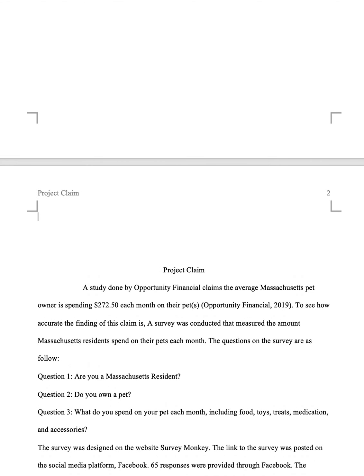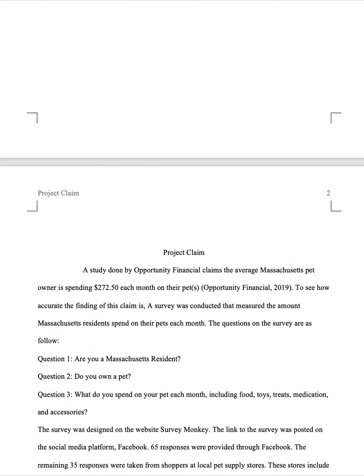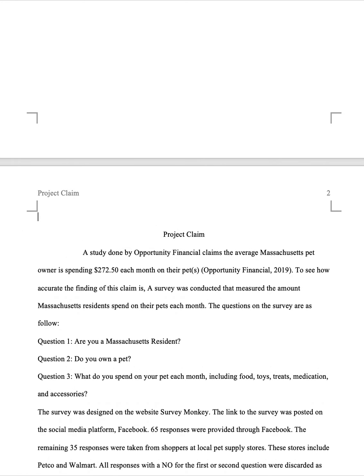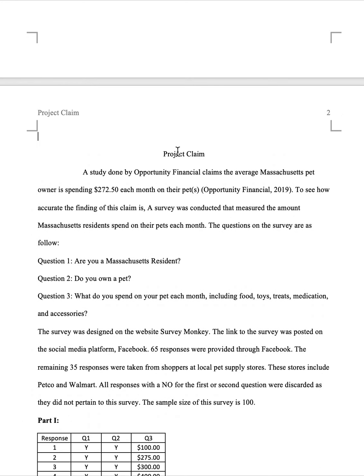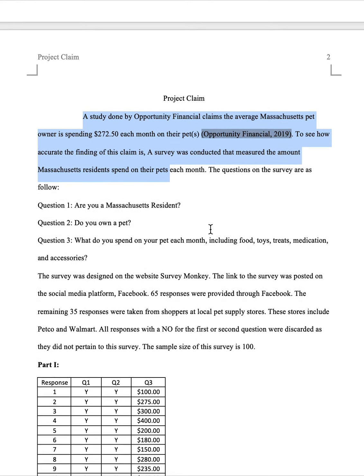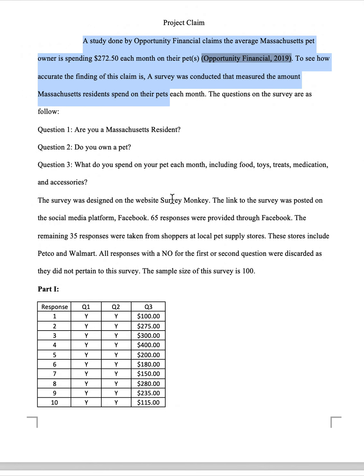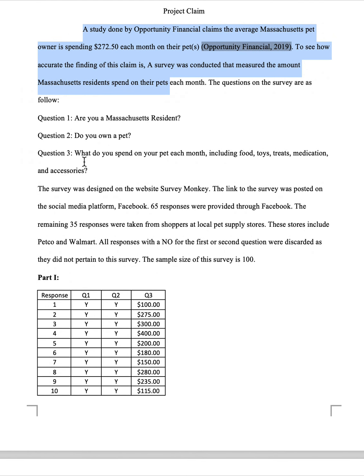Then you will move directly, and I've edited this with some names out of it, into your paper with the project claim stated first, with the citation for your project claim. From the claim, you will launch into the information you did in your planning worksheet and in your previous submission where you're describing your survey.